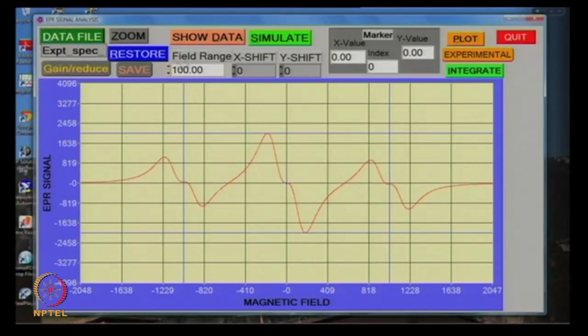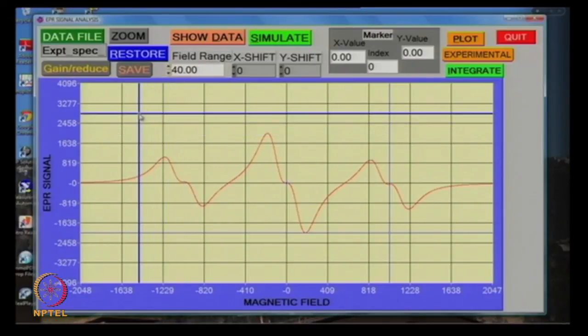And for this the total scan range was kept at 40 gauss. Let us say using this cursor, I can place this anywhere we like and I can measure the height of this peak and the valley from there. This I can get the intensity, and the distance from this to this in the horizontal axis will give me the separation. So that way I can find out the approximate value of the hyperfine coupling constant.